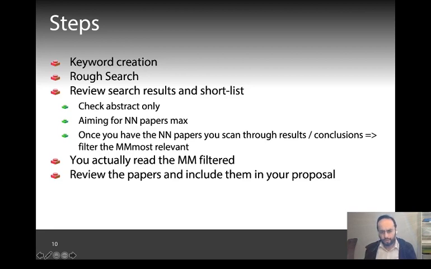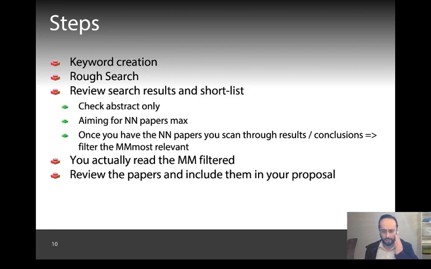And once you have piled those 30 papers, then you look through them a little bit more carefully. Again, you're not reading the whole paper from A to Z, but rather scanning through the results and the conclusions, and you're trying to create a shorter list, say 15 papers. So you want to get rid of half of the papers in your pile. And then you have your 15 papers.